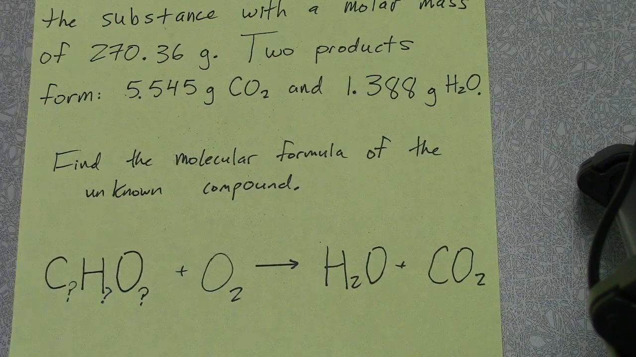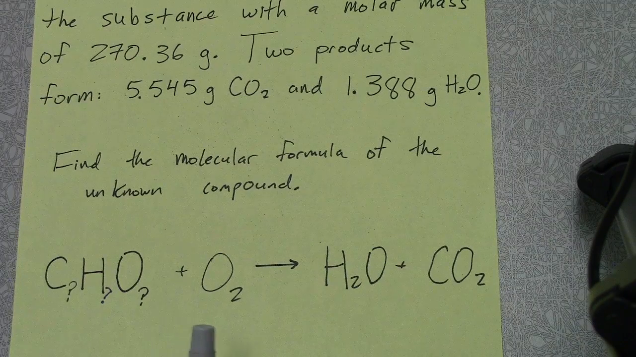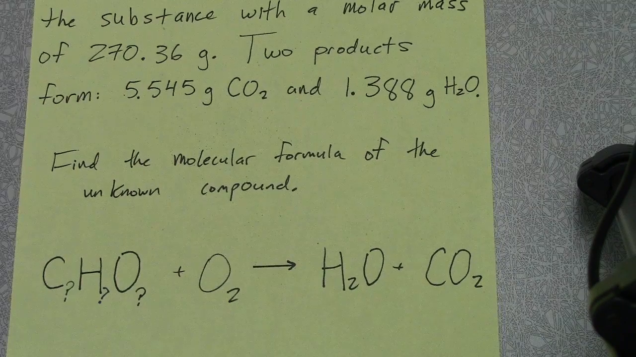Now, for this problem, our end goal is going to be to find the molecular formula of our unknown compound. Instead of these question marks, we're going to want actual numbers. And also, we're going to learn the distinction between a molecular formula and the empirical formula, which is a simplified version of that molecular formula. So let's go ahead and get started.